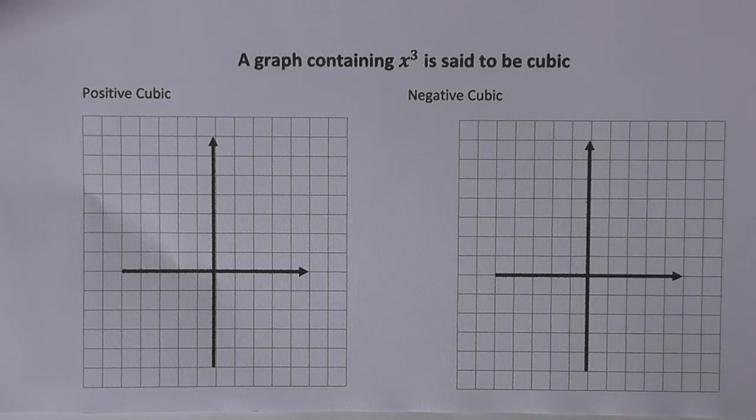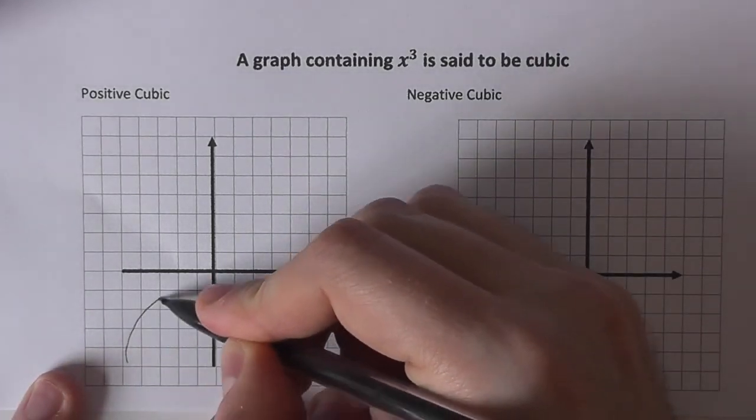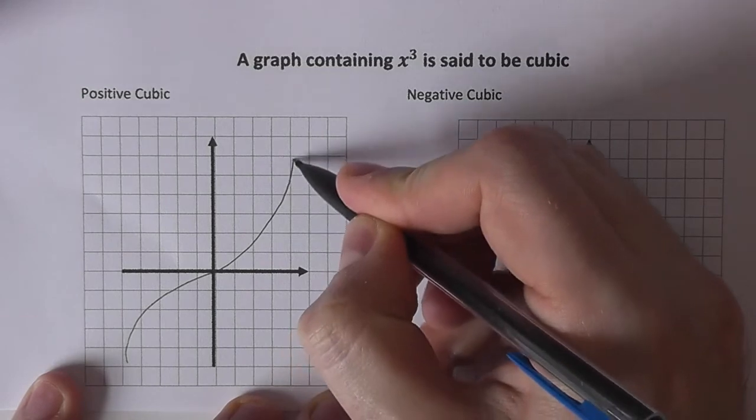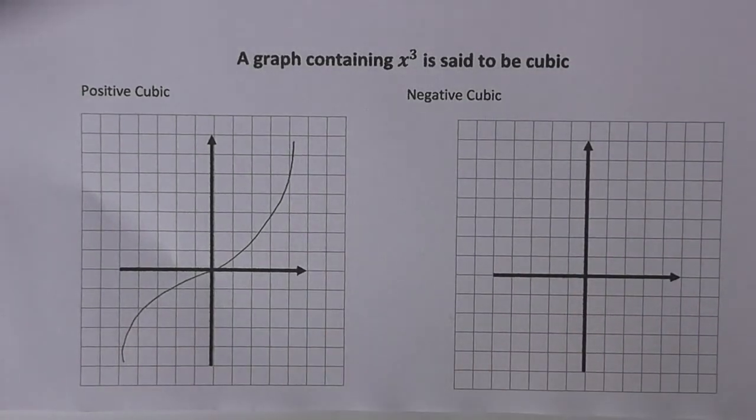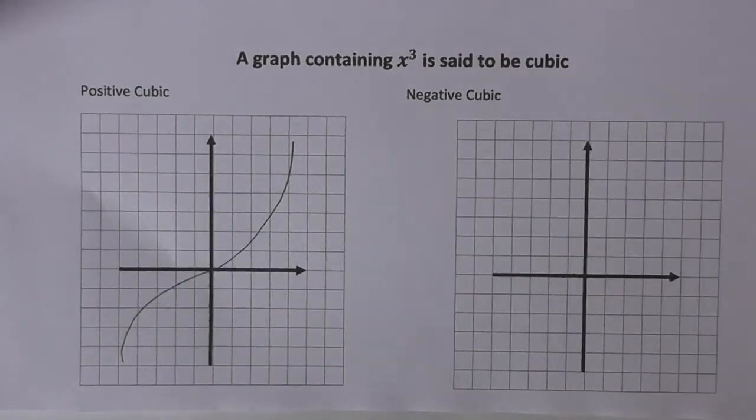Any graph containing an x cubed is said to be a cubic graph, which sort of makes sense. Again, there are positive and negative versions of this. So a positive number in front of the x cubed, 1x cubed, 2x cubed, 3x cubed, and so on. Anything with one of those x cubes in will look like this, kind of like that sort of curved shape. It could be more distorted than that. This could be higher up or this could be lower down, but something roughly that kind of shape.